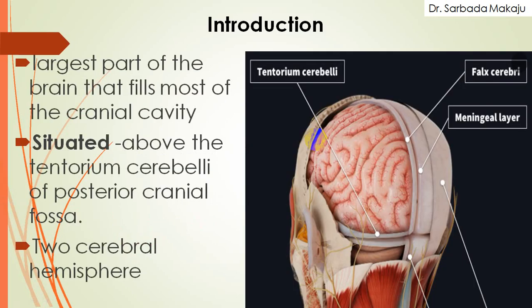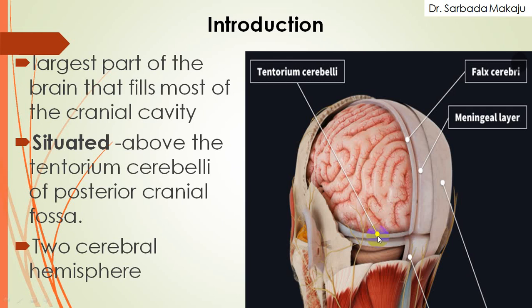Cerebrum. The cerebrum is considered the largest part of the brain that fills most of the cranial cavity. In this picture you can see this structure. This is known as the cerebrum. It extends anteriorly to the posterior part of the cranial cavity, where it is located just above this tent-like structure formed by the folds of the dura mater. It is known as the tentorium cerebelli.